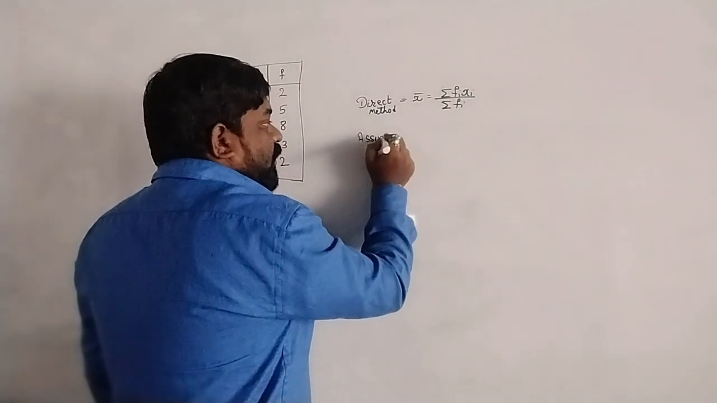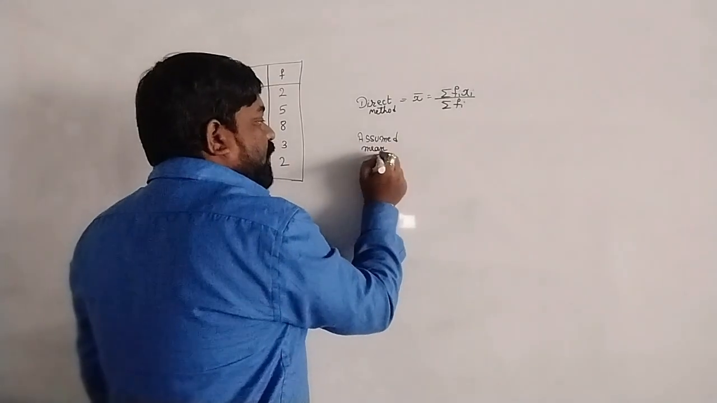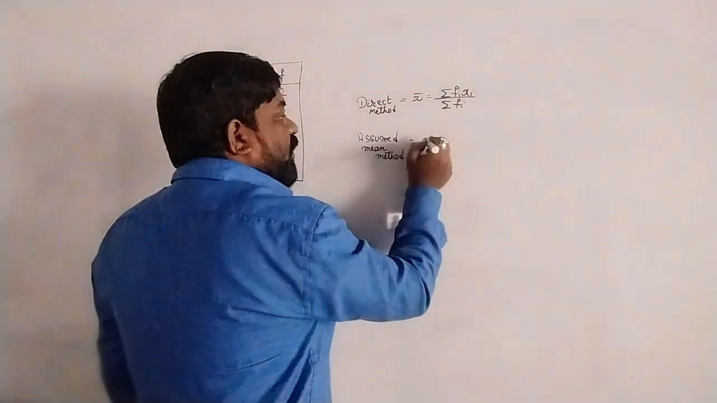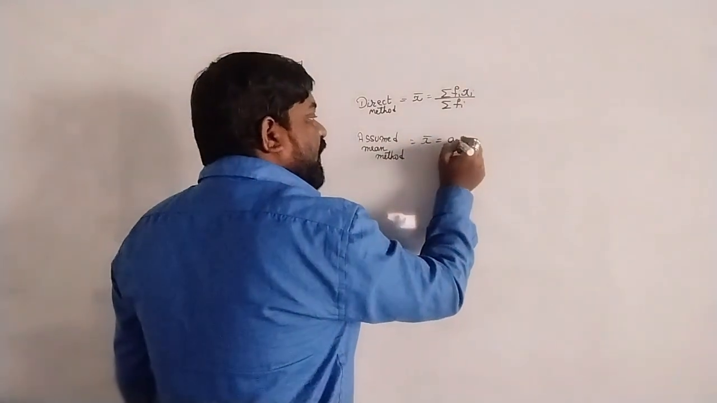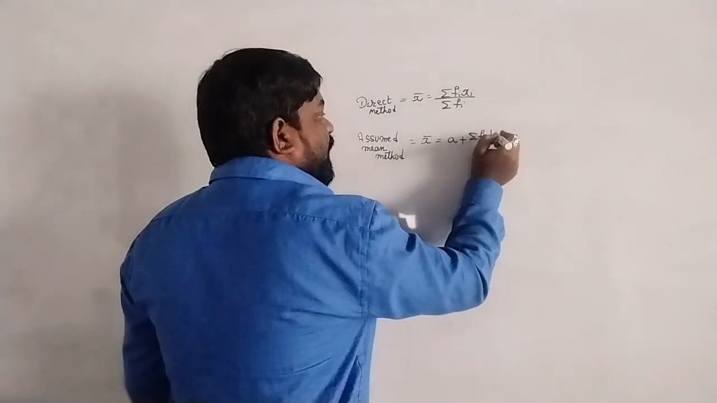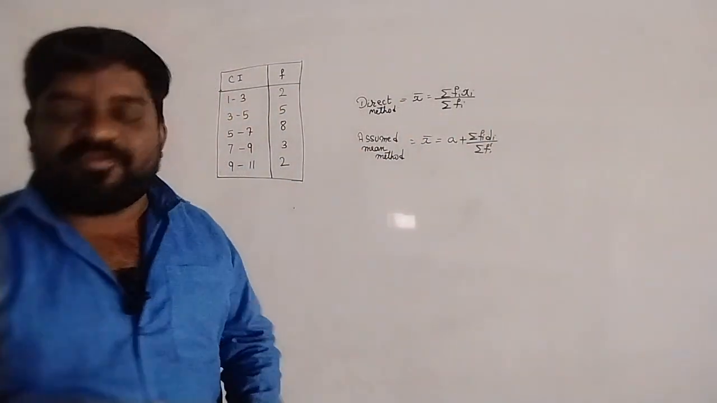Next, assumed mean method. The formula is x dash equals a plus sum of fi di by sum of fi.